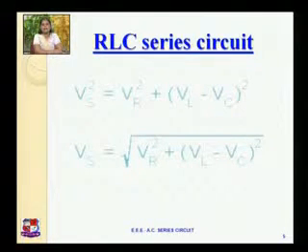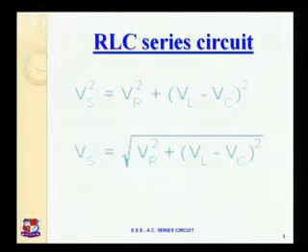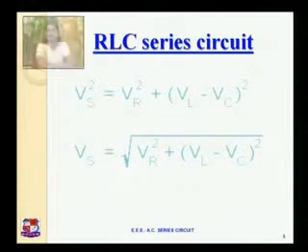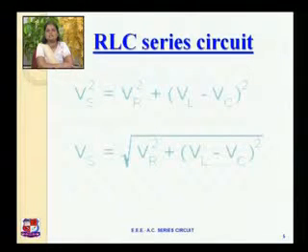So in the RLC series circuit, as we discussed in the earlier diagram, Vs is equal to the vector addition of the voltages across the resistance, inductor and capacitor. So it is equal to the square root of VR square plus VL minus VC whole square. So Vs is equal to the under root of VR square, which is the voltage across the resistance, plus VL minus VC, the voltages across the inductor and capacitor, whole square.